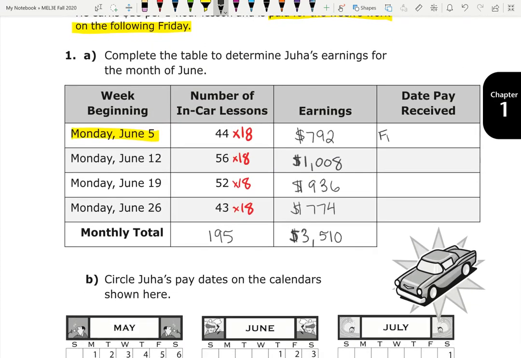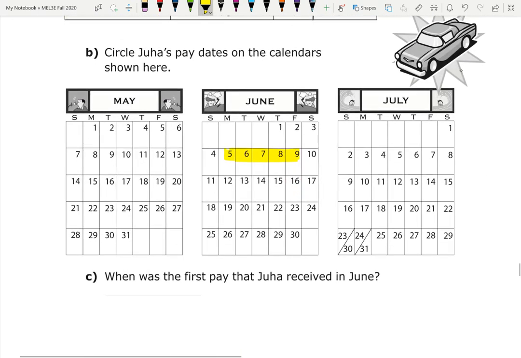So Friday, June 16th. The next week is Monday, June 12th, and he would get paid the following Friday. So Monday, June 12th to the 16th, he worked. He would get paid the following Friday, which is the 23rd.